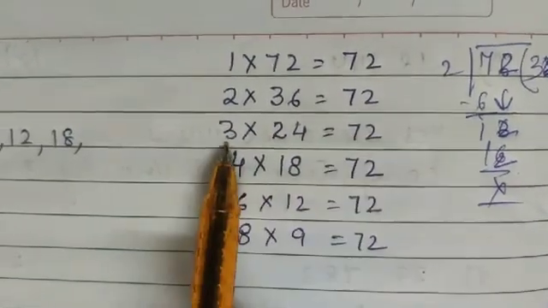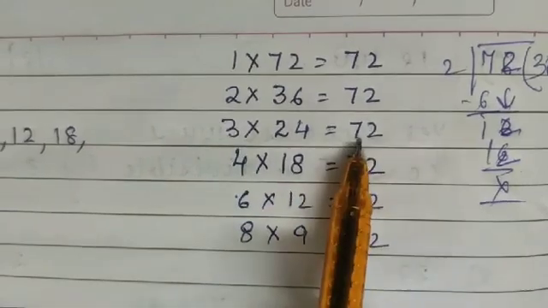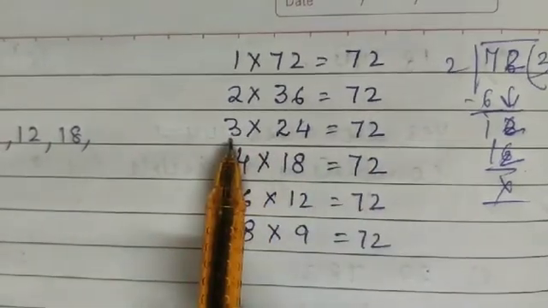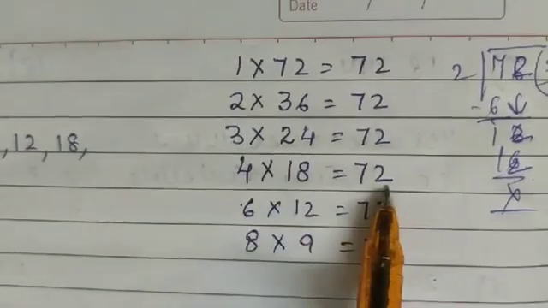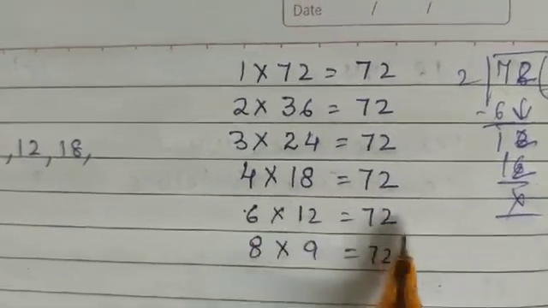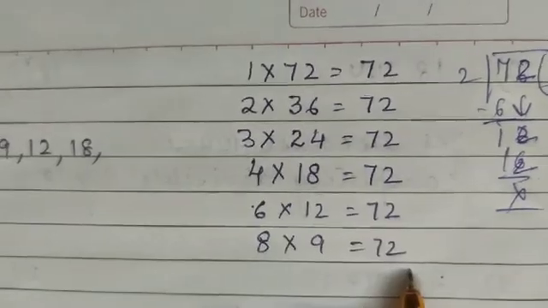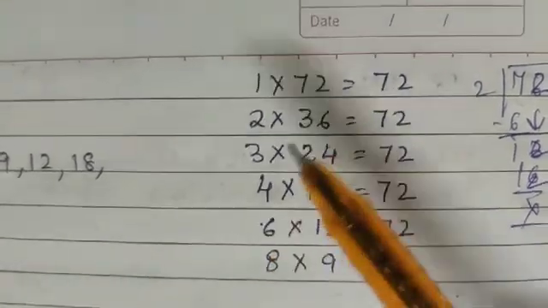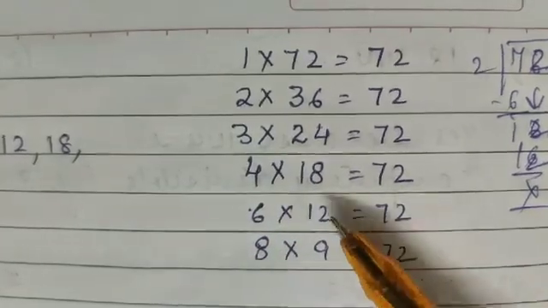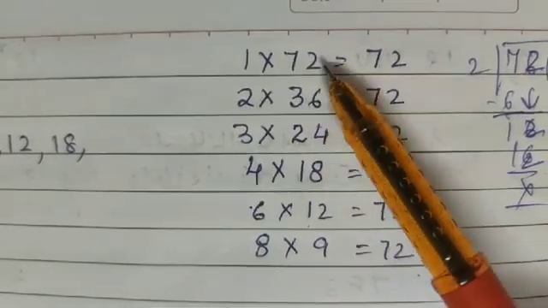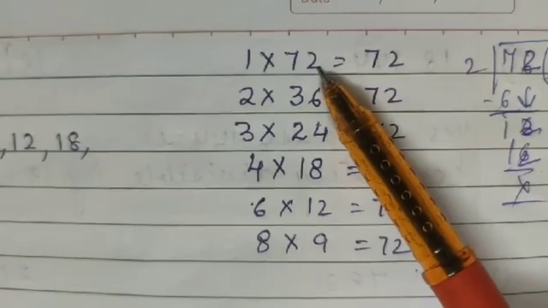Factors of 72. In the table of 3, again you divide. 72 divided by 3, you will get 24. Okay, these are the factors. 4 18s are 72. 6 12s are 72. 8 9s are 72. Now we have the factors 1, 2, 3, 4, 6, 8, 9, 12, 18, 24, 36 and 72. Okay, they are the factors of 72.